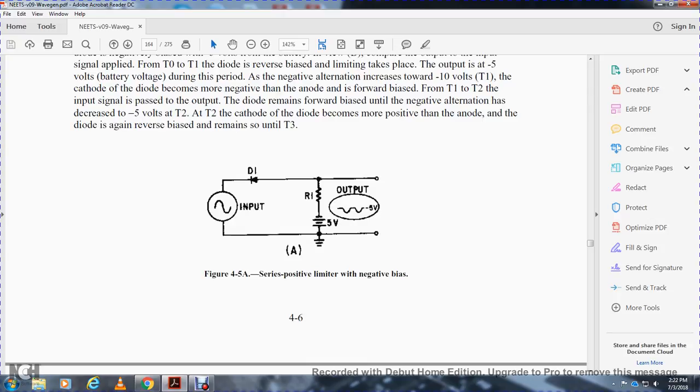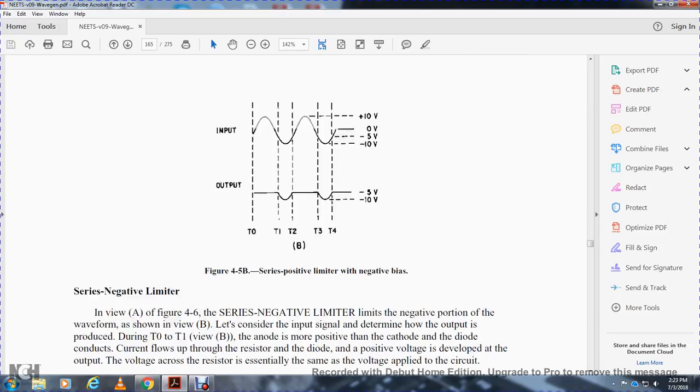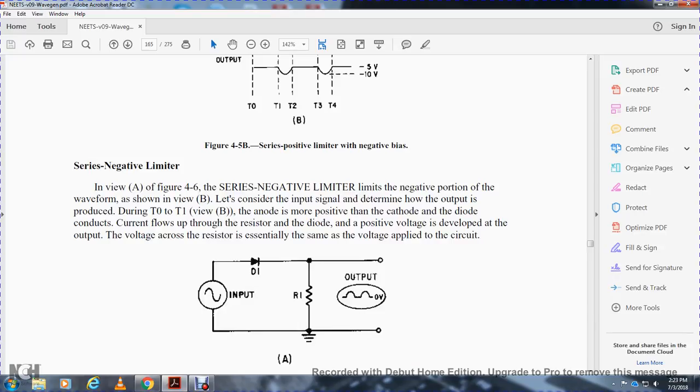So Figure 4-5a shows the series positive limiter with a negative bias of 5 volts: resistor, diode, input signal, output signal, negative 5 volts. Series negative limiter. View A of Figure 4-6 shows the series negative limiter, which limits the negative portion of the waveform.